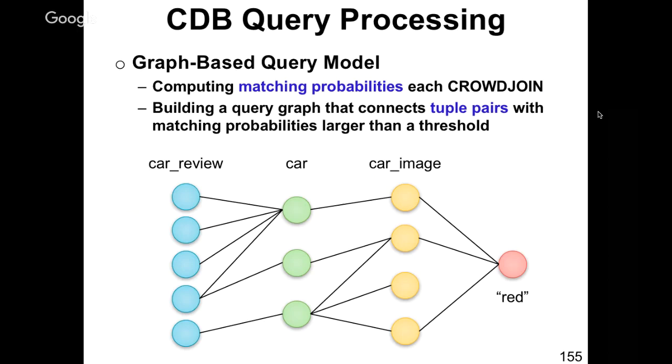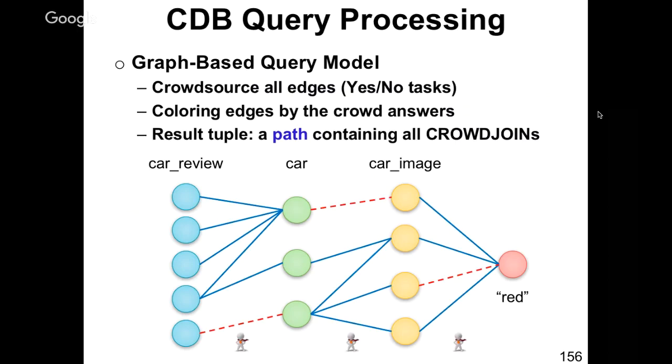To build these edges, we compute a matching probability for each cross-join, and then we build a query graph that connects tuples if the matching probability is larger than the threshold. Then we can publish each edge to the crowdsourcing platform and collect the answers. We use blue to indicate that the answer is yes, and we can join them together. Red means the answer is no, we cannot join them together. And so the final result could be a path containing all the cross-joins.